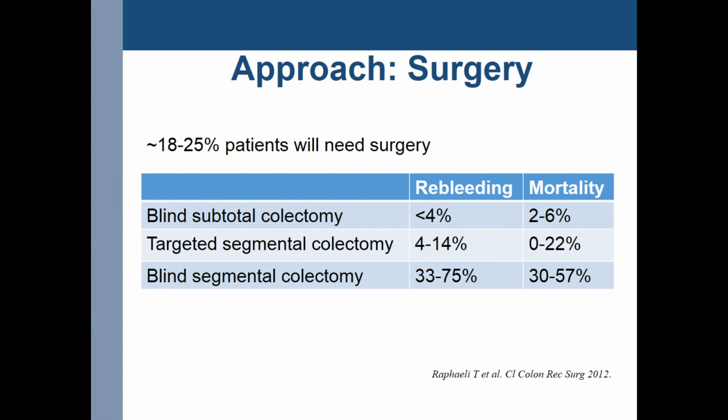Now, in terms of when to do surgery, about 18 to 25% of patients will ultimately need surgery to deal with their lower GI bleeding. A blind subtotal colectomy leads to the lowest rate of rebleeding at less than 4% and is associated with about a 2 to 6% mortality rate. Targeted segmental colectomy is associated with also fairly low rebleeding rates of 4 to 14% and 0 to 22% mortality rate. Blind segmental colectomy is not recommended, as this is associated with very high rates of rebleeding as well as mortality.